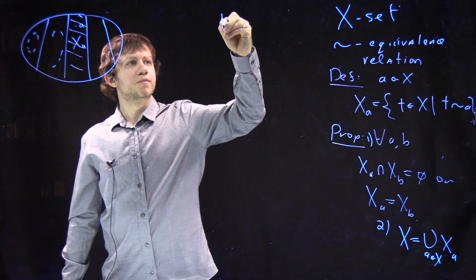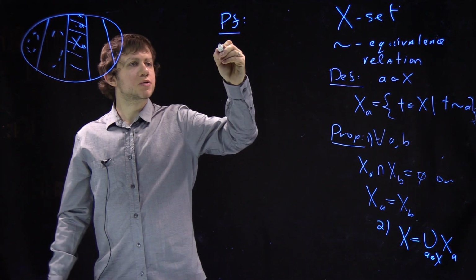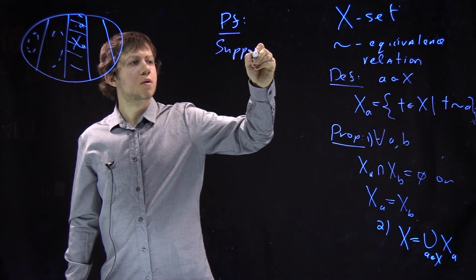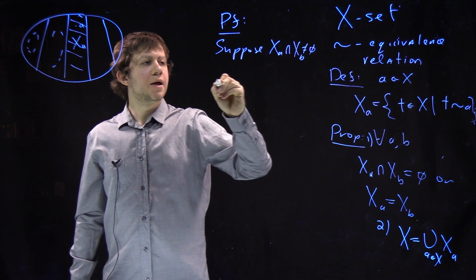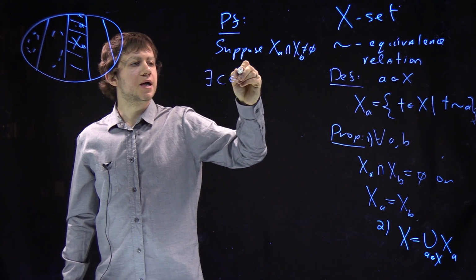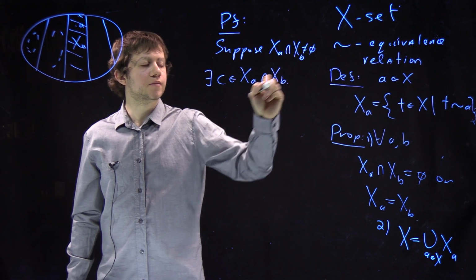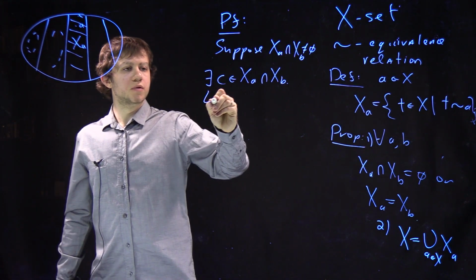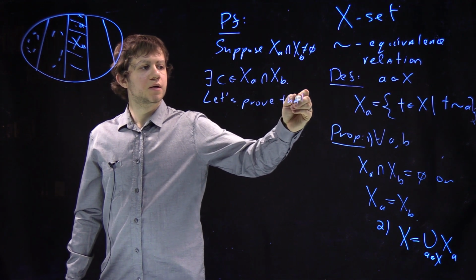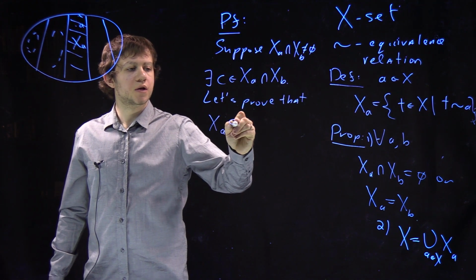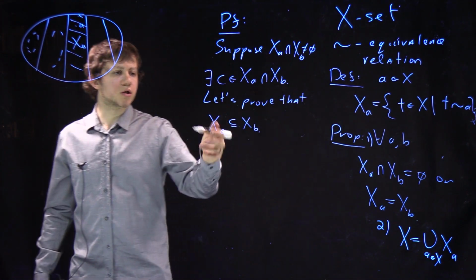Let's prove that. Proof. Suppose XA intersect XB is not empty, and then there exists C inside XA intersect XB. Let's prove that XA is inside XB. Of course, similarly, we will prove the other inclusion.